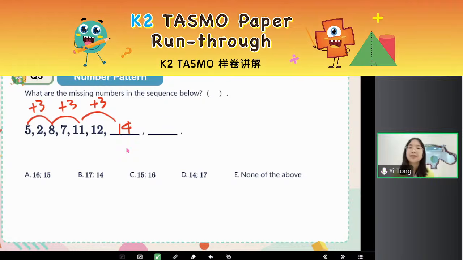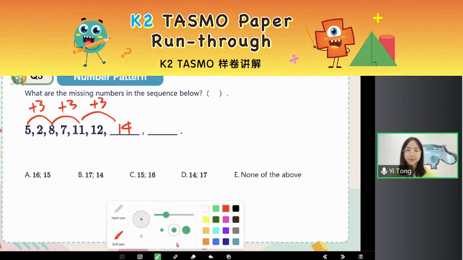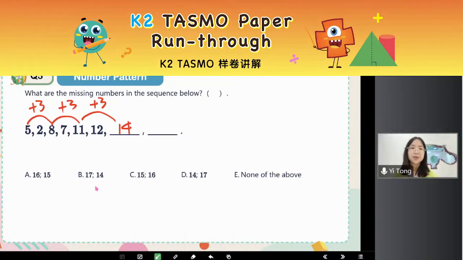What about the even ones, the even position? Now let's look at 2. Let's change to a different color. So 2 to 7, we plus 5. How about the next one? From 7 to 12, plus how many? Plus 5 again, okay? So what about the next one? We can plus 5 again, right? And what is it? 17.